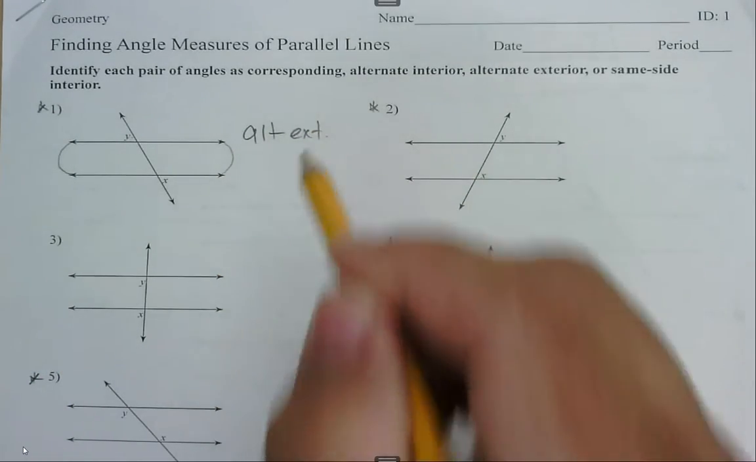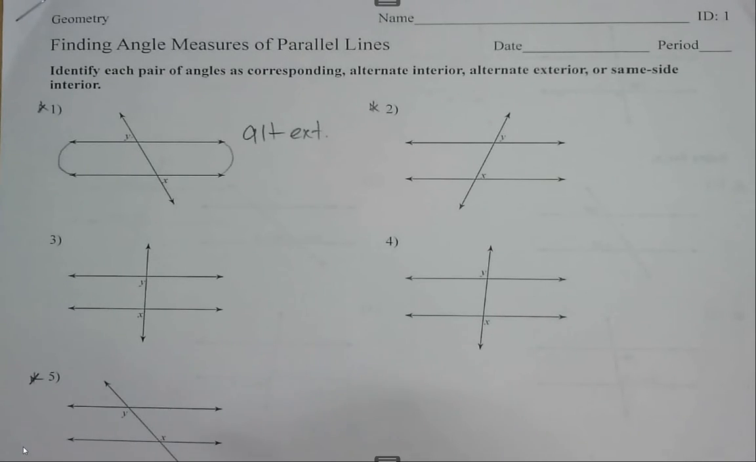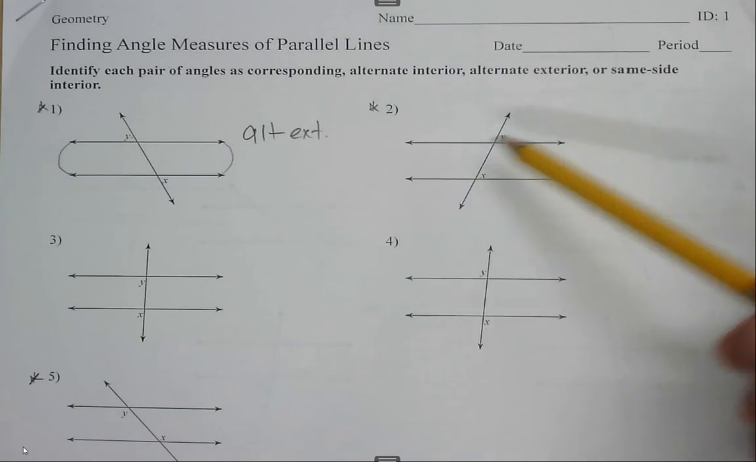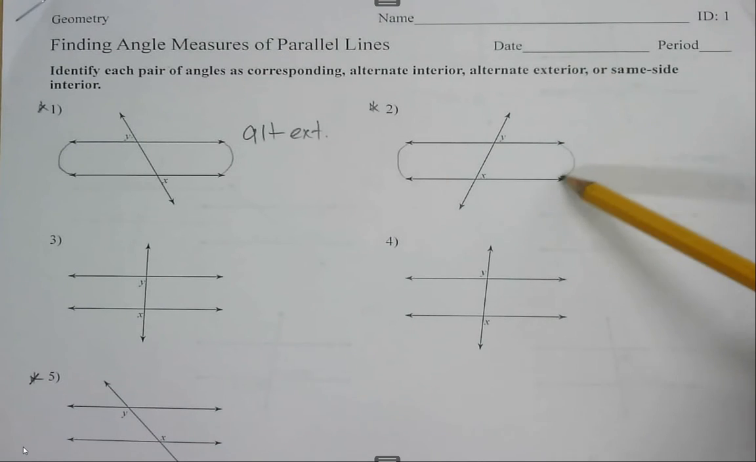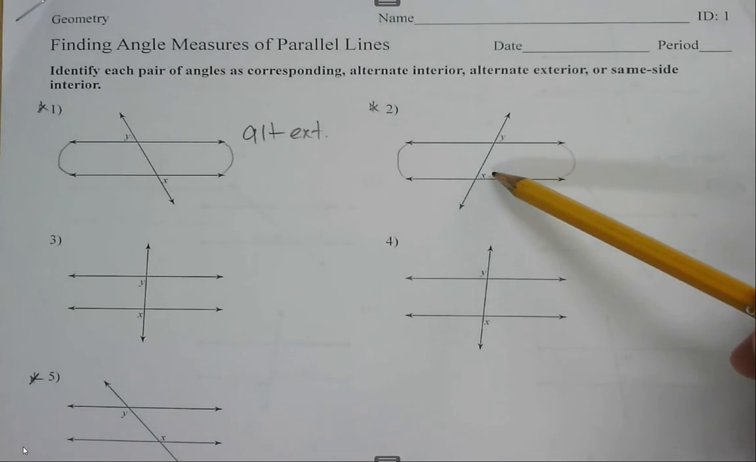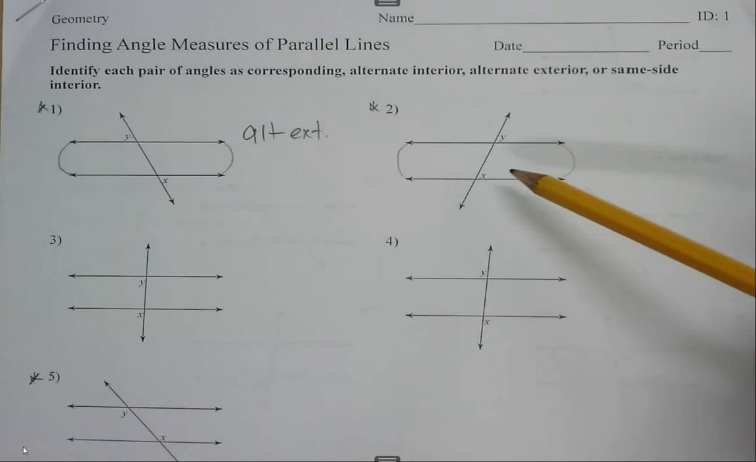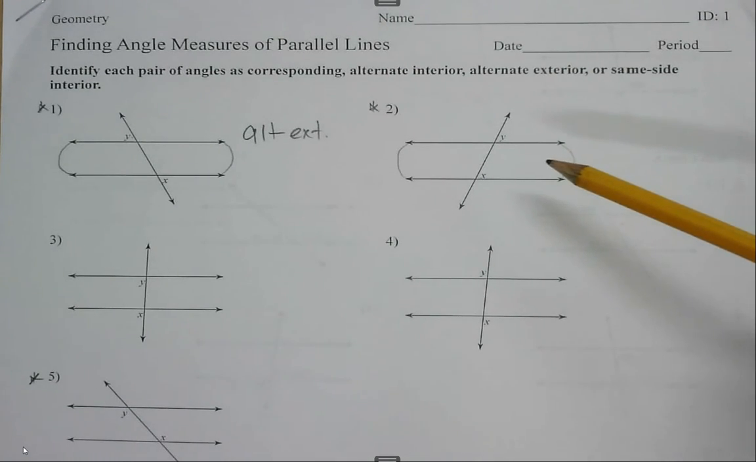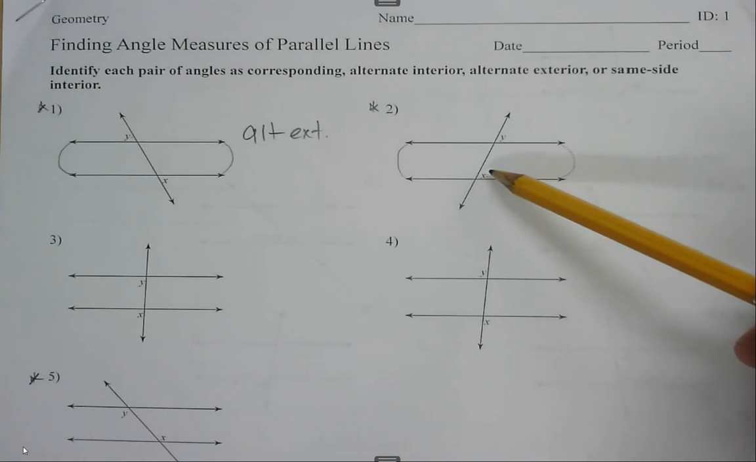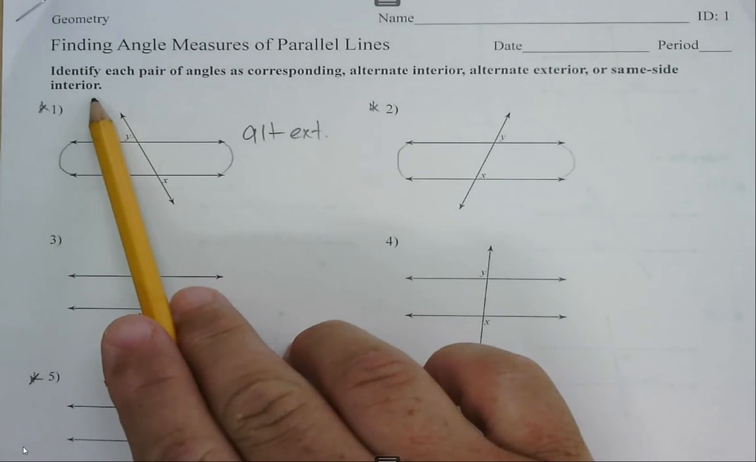And I'm just going to abbreviate that, okay? But that's very important that you know that, and I'll kind of go over why that's important in just a second. So let's look at number 2. Number 2, you notice I've got one that's outside the car. I'll draw the car again just because it's fun. So one that's outside the car, one that's inside the car. So I can't say it's either interior or exterior. They are indeed on the same side of the transversal, but again, they're not same side interior because one's outside the car.